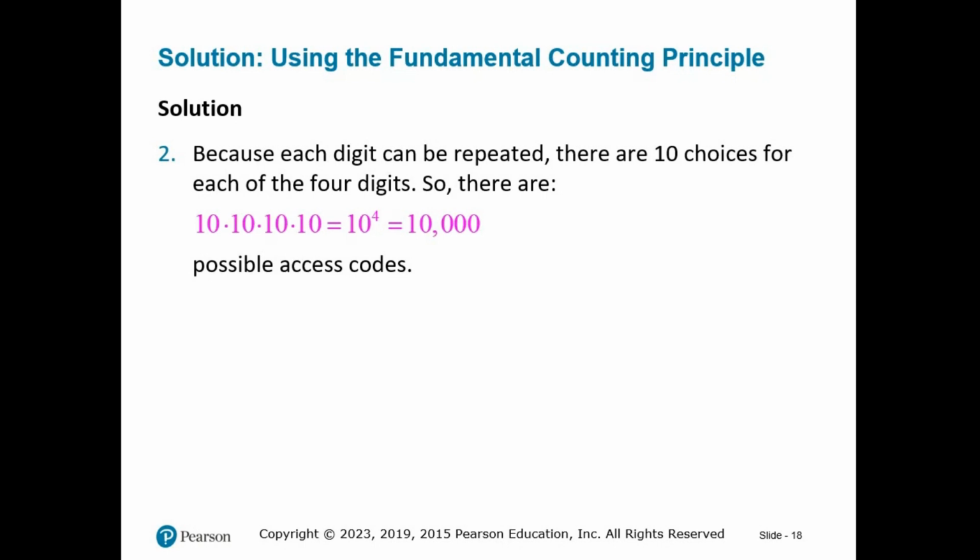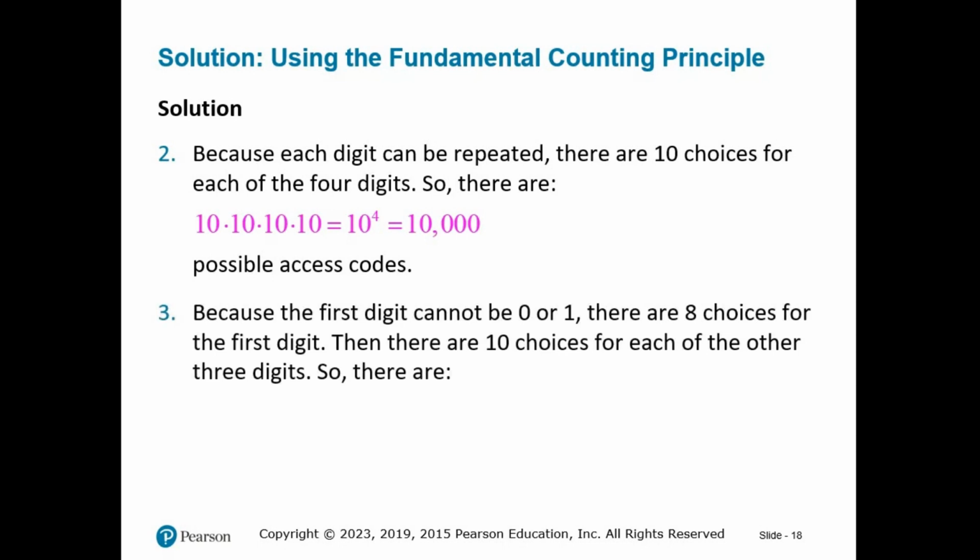And finally, number 3. Because the first digit cannot be 0 or 1, the trick for this one is to limit the number of ways the first digit can occur. That means there's only 8 choices for the first digit, but there are still 10 digits available for the second, third, and fourth digits. So there are 8 times 10 times 10 times 10, or 8,000 possible access codes.